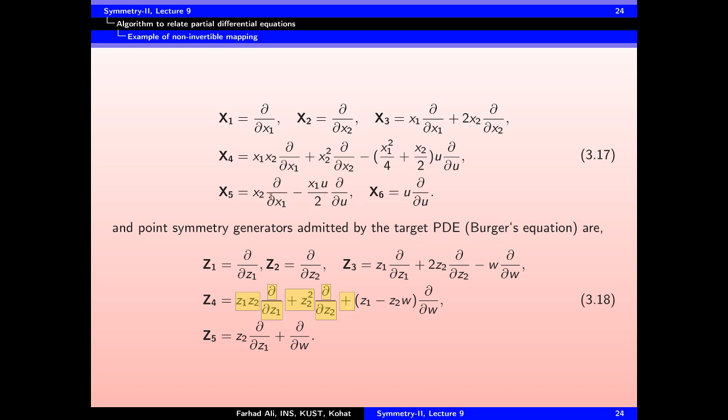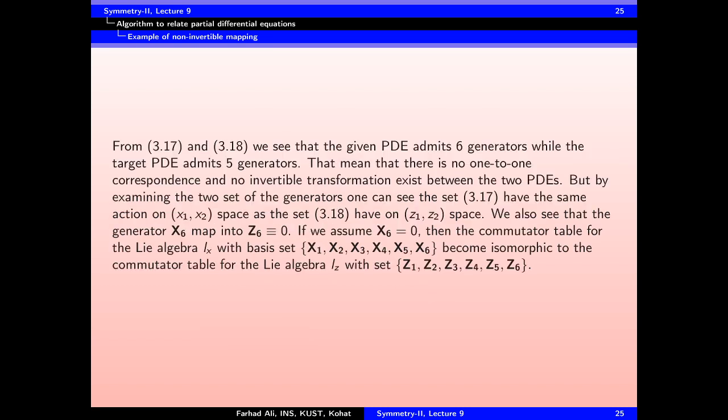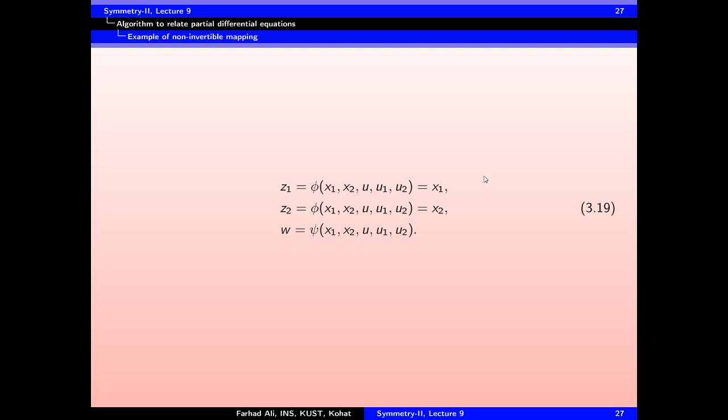And this symmetry part is exactly the same. So the group action in this independent space is the same. That is why we are taking z1 equal to x1 and z2 going to x2. But the goal is to find this thing. And for this, we will use the mapping.